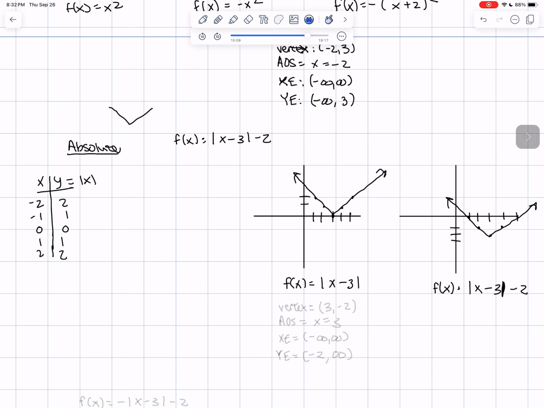Okay, so our axis of symmetry is going to be at x equals 3. And then our domain is negative infinity to positive infinity. And then our range is going to be, so I see negative 2 to positive infinity. And then our vertex is an x of 3 and a y of negative 2. So that is how you do this problem.